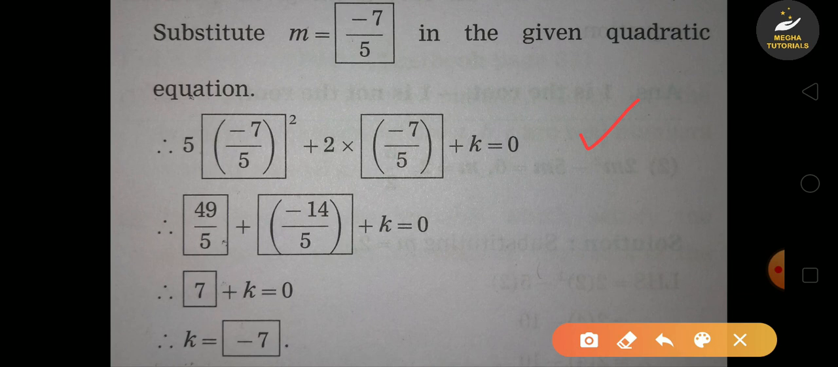Minus 7 upon 5 the whole square is coming 49 upon 25. So 5 into 49 upon 25. 5 1s are 5, 5 5s are 25. Therefore we are getting 49 upon 5. On this side 2 into minus 7 is minus 14 upon 5 plus k is equal to 0. So 49 minus 14 upon 5, okay, plus k is equal to 0. 49 minus 14 is 35 upon 5 plus k is equal to 0. 35 upon 5 is 7. So 7 plus k is equal to 0 and k is equal to minus 7. So this is final answer.